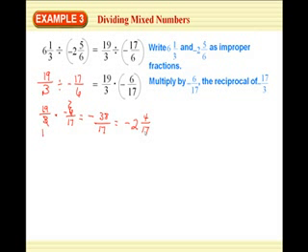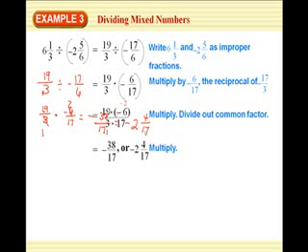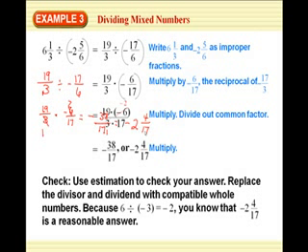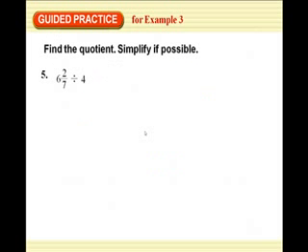There they do the flipping, taking the reciprocal of that second one. And then they're going to end up with the same thing we had. Okay? So find the quotient, simplify if possible.